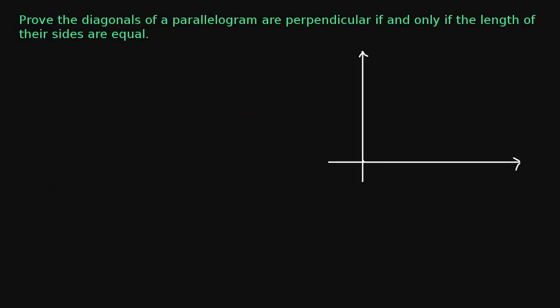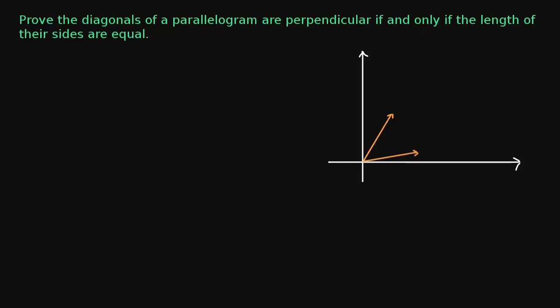Okay, here we have a proof to do. We need to prove that the diagonals of a parallelogram are perpendicular if and only if the length of their sides are equal. Okay, so the first thing that I want to do is just get some intuition about what we're actually trying to prove and write a mathematical statement of what we're trying to prove. So kind of convert these words into math. So the first thing I'm going to do is just draw a parallelogram to see what's going on.